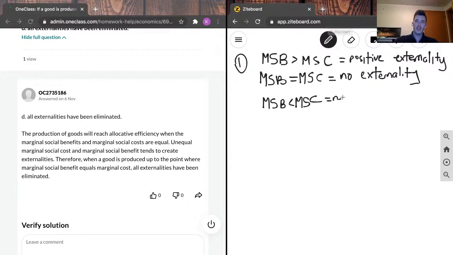Of course, when marginal social benefit is less than marginal social cost, we're going to have a negative externality.